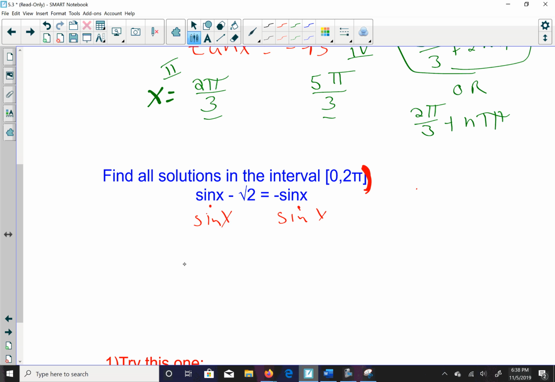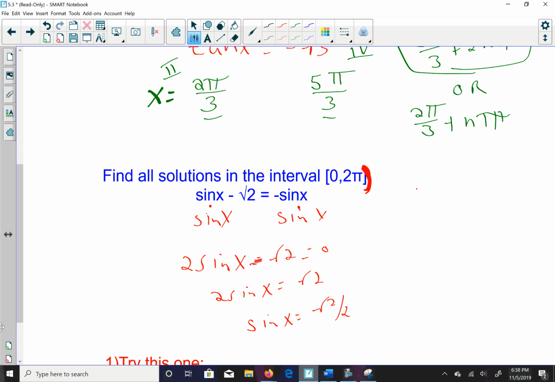And when I do that, I'm going to have 1 sine of x, 2 sine of x. 2 sine of x minus the square root of 2 is equal to 0. Add the square root of 2 to both sides, and then finally the sine of x is equal to the square root of 2 over 2.